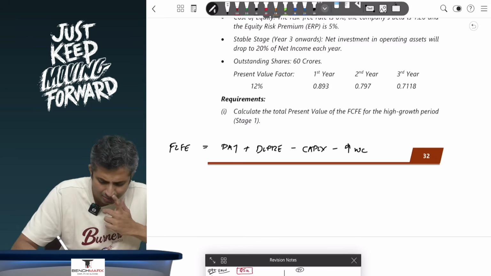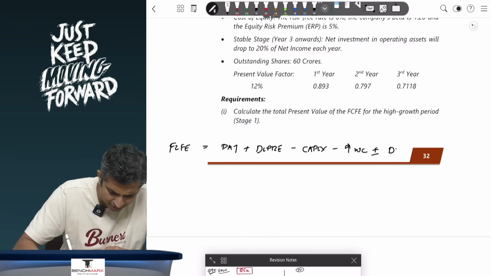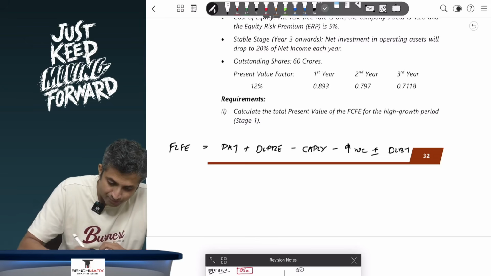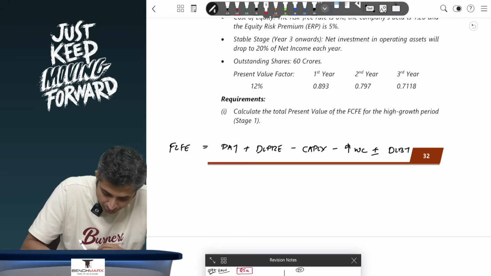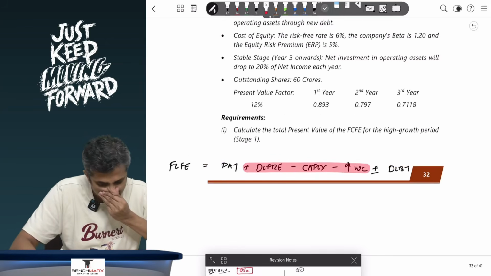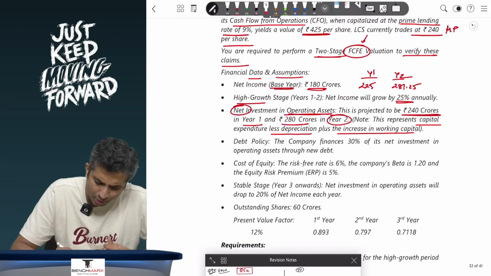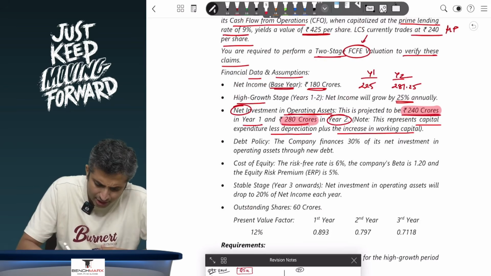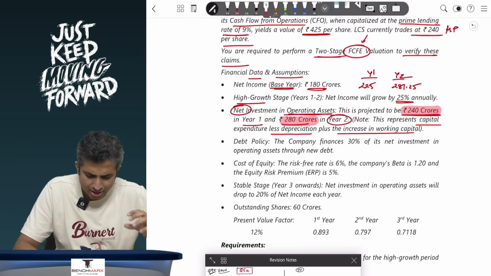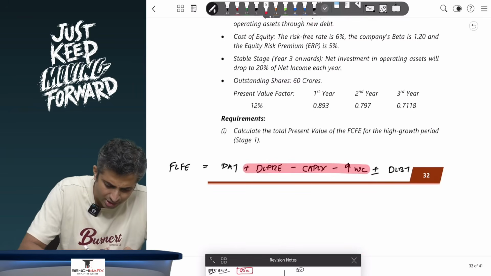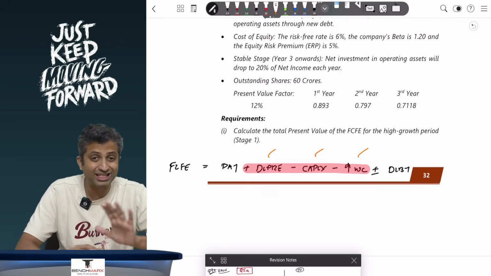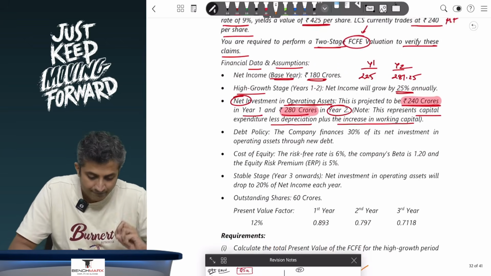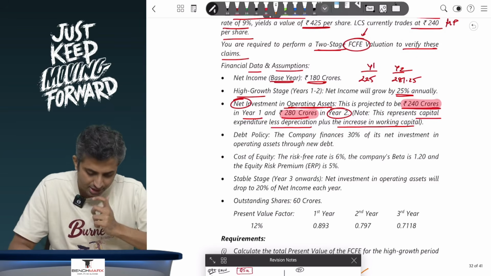Yes, there will be plus or minus debt as well, let's say debt taken or repayment, but they are saying that this value, this entire value, like the net investment in operating assets is 240 and 280. This is capital expenditure less depreciation plus increase in working capital. So this is capex, working capital and net of depreciation. So you have been given the entire 240 and 280 crores is the value for these terms.